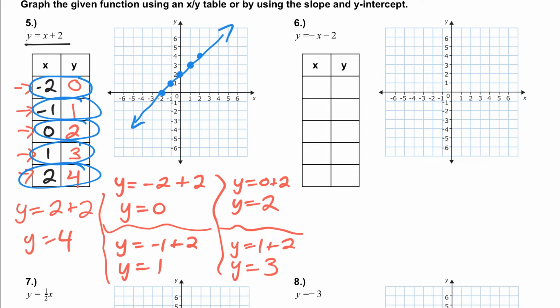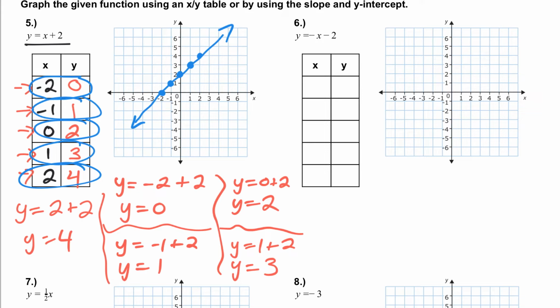The nice thing about this method is it allows us to graph functions of all different shapes and sizes, like I said earlier. Today we're only going to be working with linear functions, but as you get into deeper levels of math, you'll be able to use this method of plugging in values into your function to find ordered pairs on a graph. Okay, let's take a look at number 6 here.